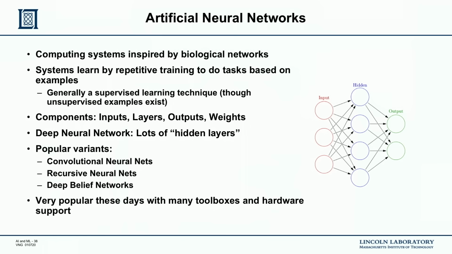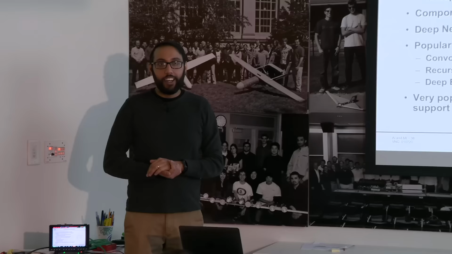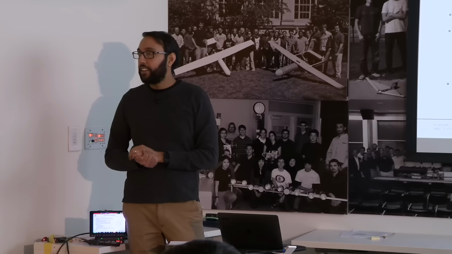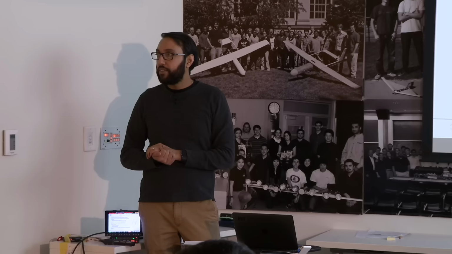The components of a neural network include inputs, layers, outputs, and weights, so these are often the terms that someone will use, and a deep neural network has lots of hidden layers. Does anyone here have a better definition for what deep in neural network means beyond lots? I've heard definitions anywhere 3 and above. Yes? Frequently a deep neural network will refer to any recurrent network as well, because that has more than one layer, but not necessarily more than one layer after you've actually written the code for it.